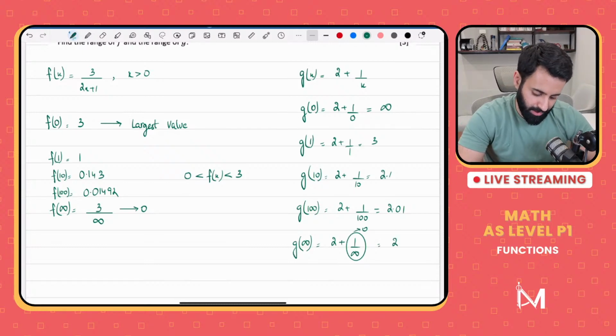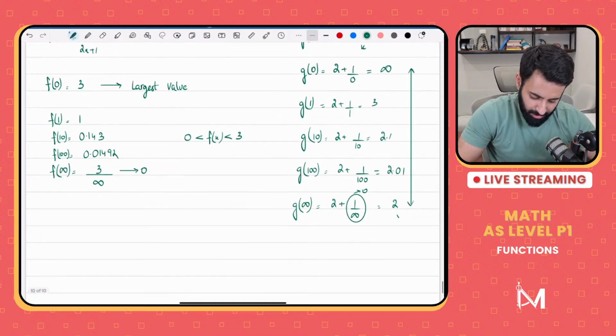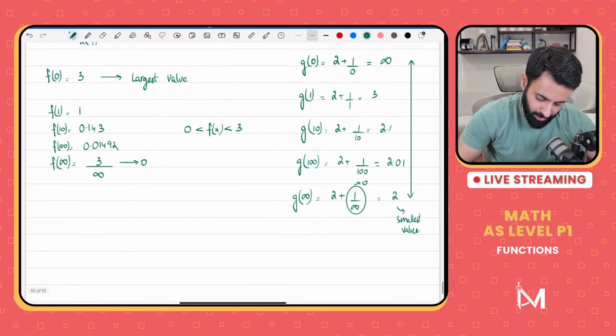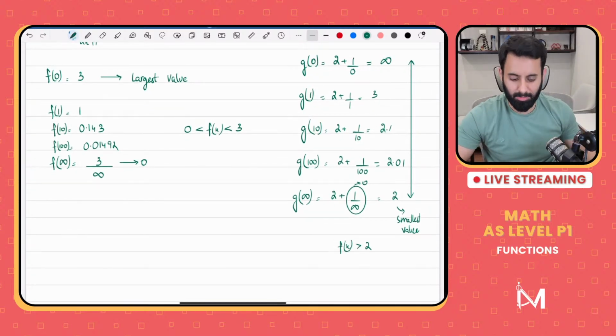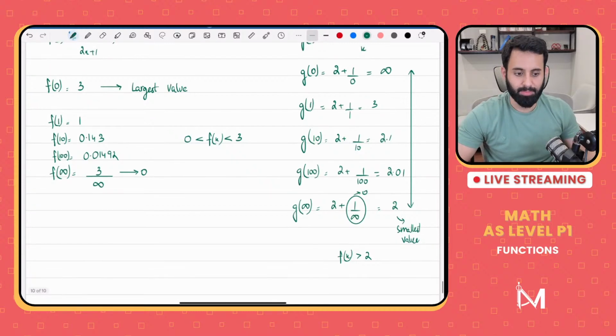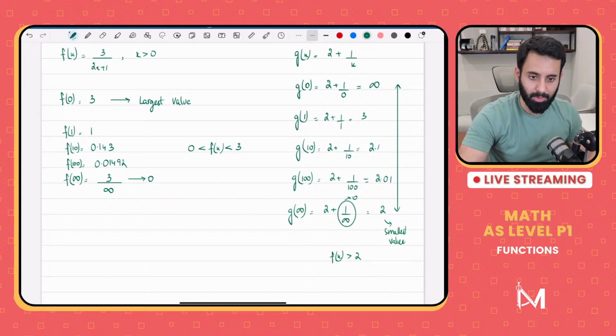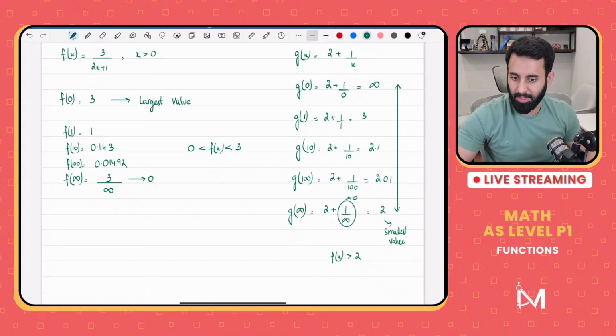So that means this is the range between which the values lie. This is the smallest value. And as far as the largest value is concerned, there is no limit to it. So that means f of x will always be greater than 2. Okay, that's the answer. Now let's do some more questions. Let's do one more question actually.